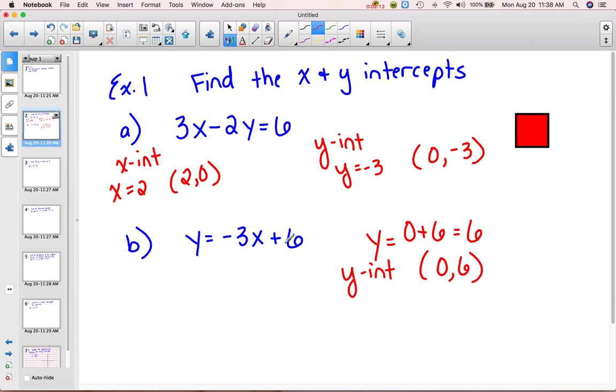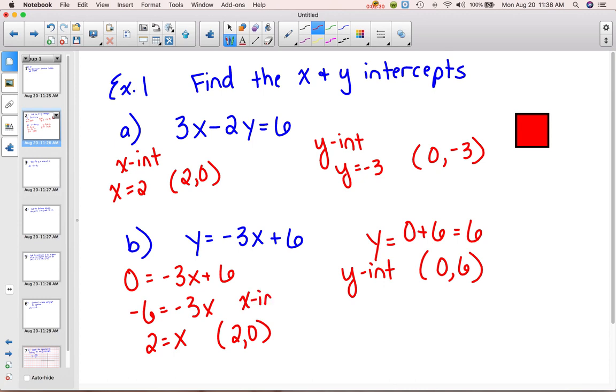To find the x-intercept, you're going to let y equal 0. Well, you can do the algebra, and that's okay. You can do it that way. Let y equal 0, and then solve for x. So I would subtract 6 and divide by -3. So I would have the point (2, 0) for the x-intercept. You could also put it in standard form, make it look like that, and then do the little cover-up method.